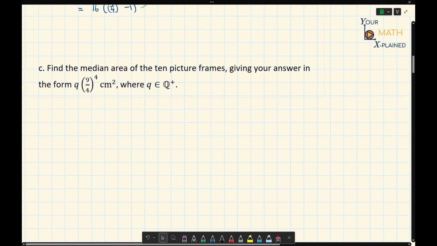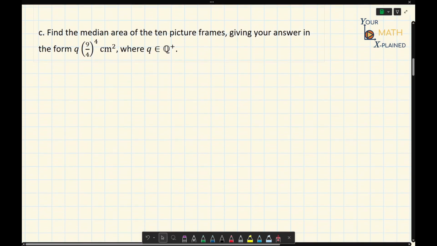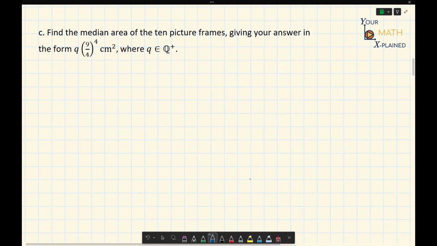And the last part of this question is asking us to find the median area of the 10 picture frames. And again, we're asked to provide our answer in a particular form. So now since there are 10 picture frames, the median is going to be the value that sits between the area of the fifth frame and the area of the sixth frame. So meaning our median is going to be equal to the area of frame 5 plus the area of frame 6, divided by 2.